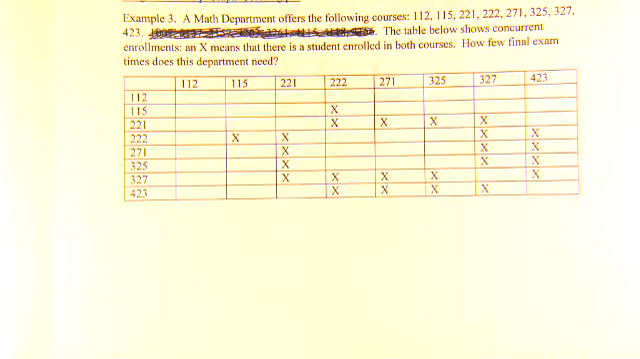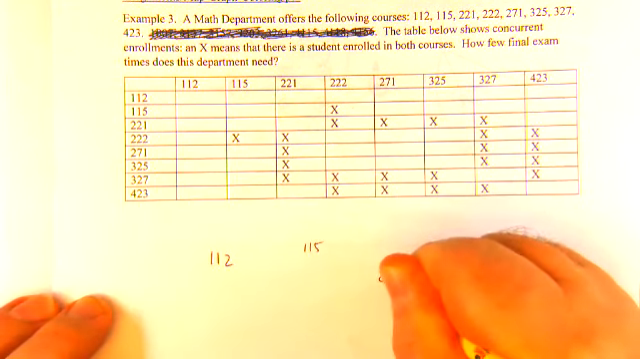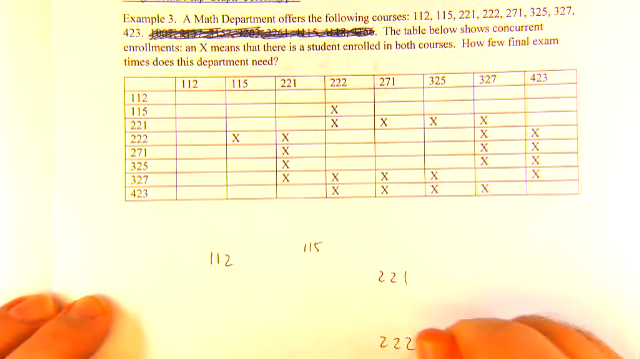And so the table below shows concurrent enrollments, and X means a student enrolled in both courses. And the department needs to schedule final exams. So for this suite of classes, how many different final exam slots do they need? And the problem is, of course, that a student enrolled in 2 different classes can't have the finals scheduled at the same time. So how can we deal with this problem? Well, first off, we'll turn it into a graph. We will list all the courses as vertices.